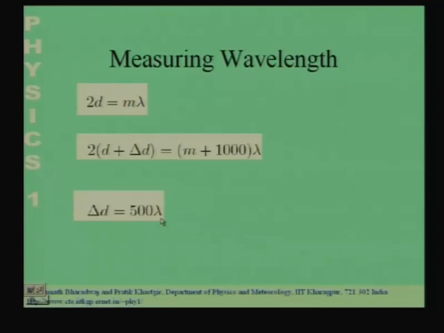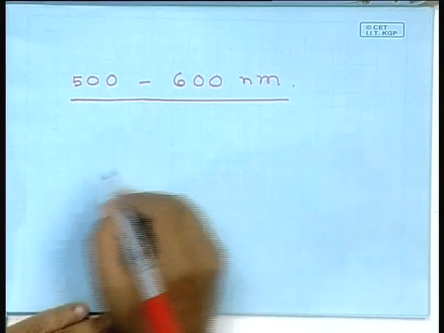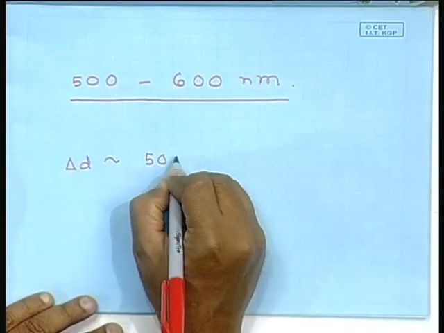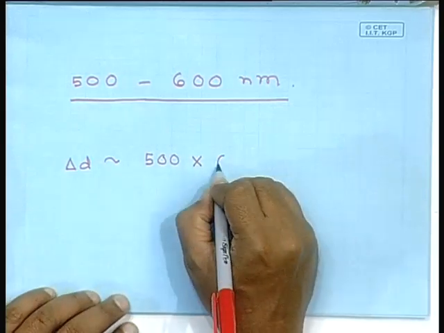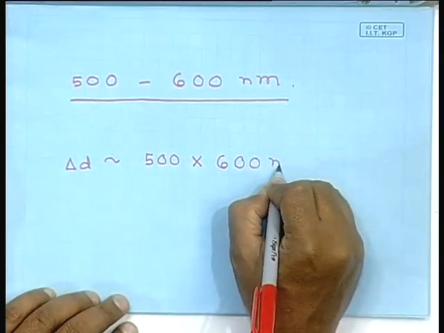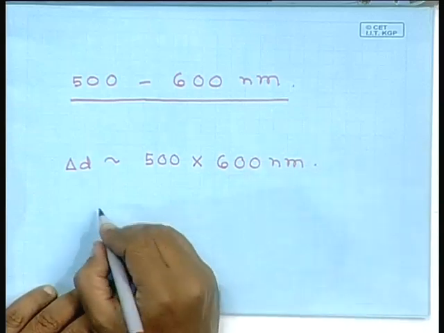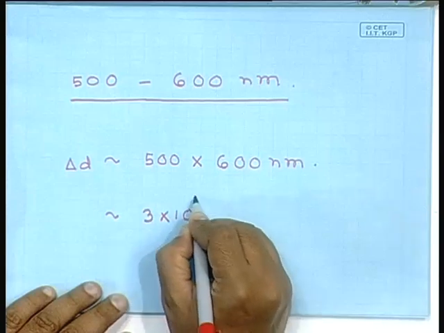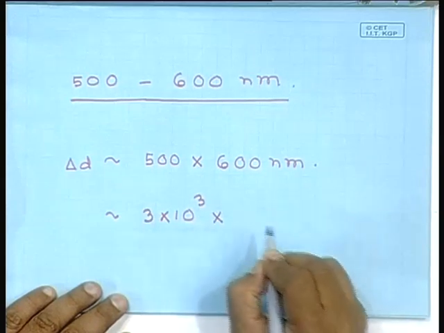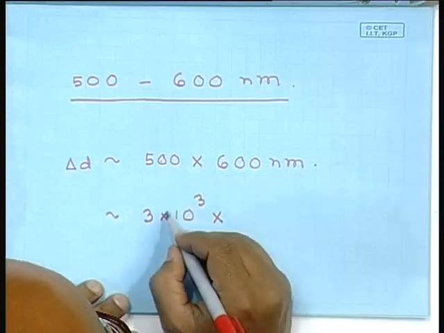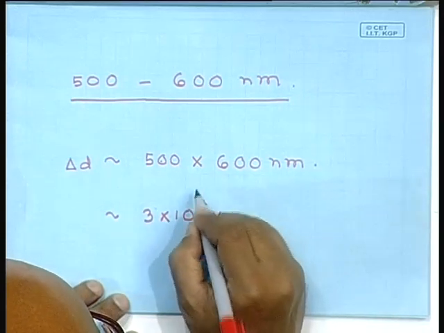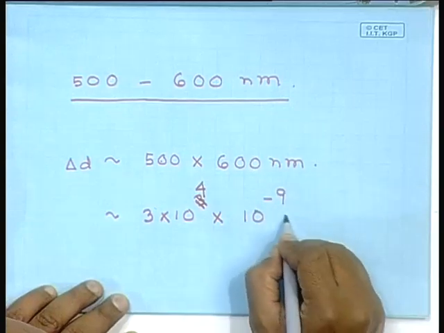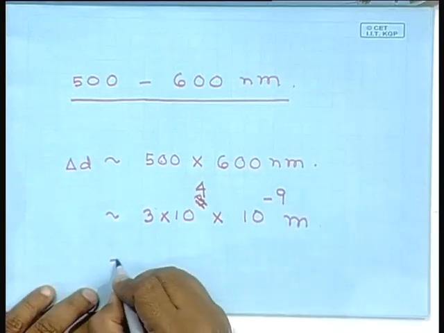Now, how much is delta d? Let us estimate this. Delta d is of the order of 500 times the wavelength of light, which is somewhere in the range of 500 to 600 nanometers. A nanometer is 10 to the power minus 9 meters.